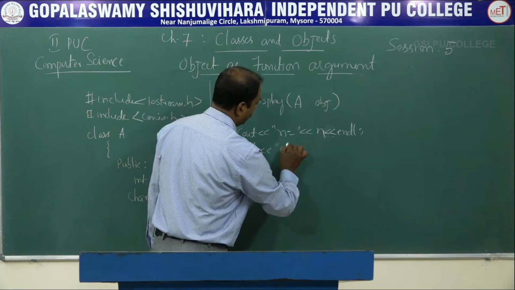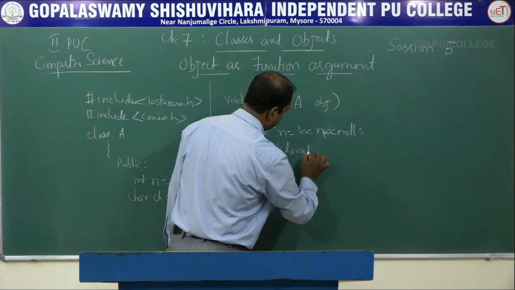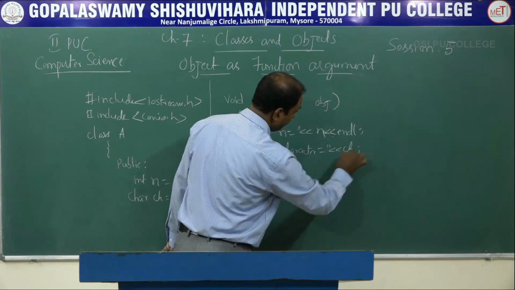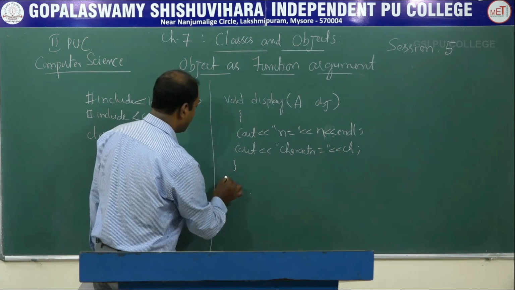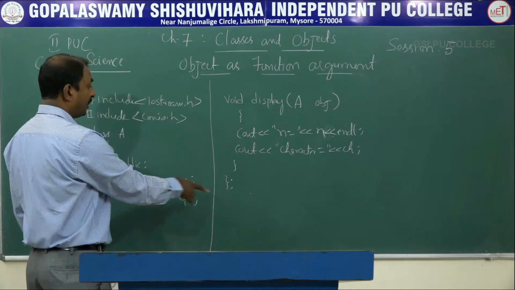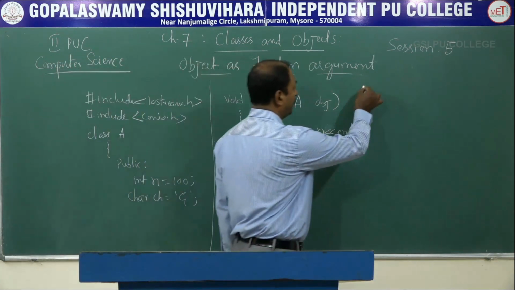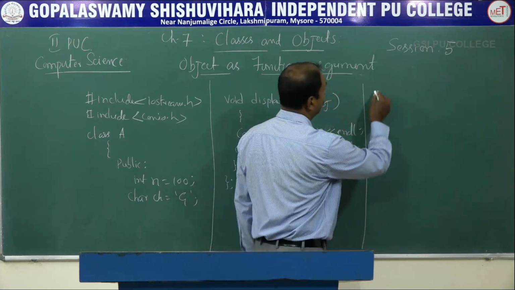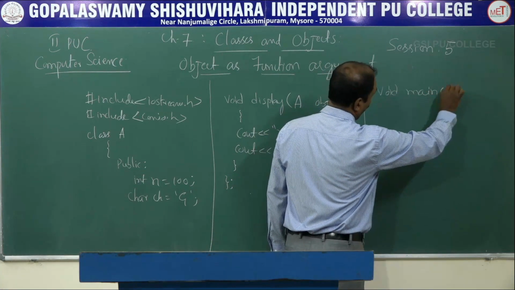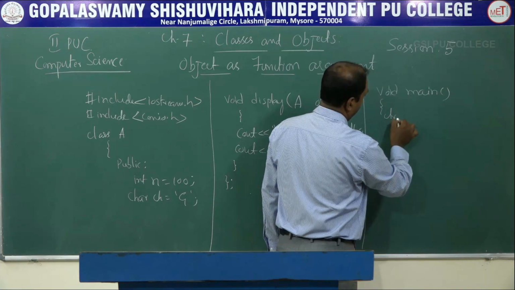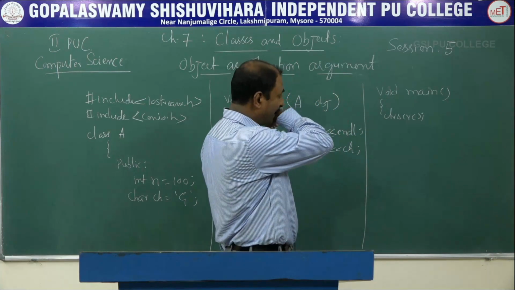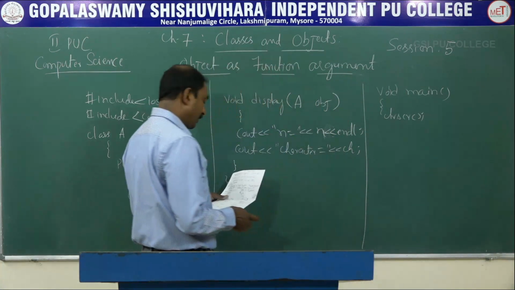cout character equals ch. Closing this with a semicolon. So this is the end of the class. Next we are supposed to write the main function. So under void main, clrscr, clear screen.